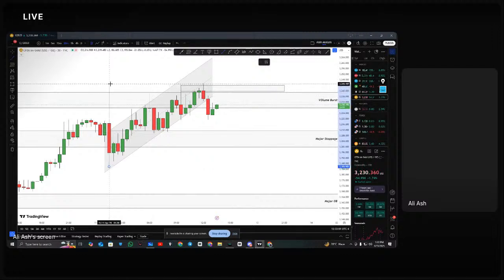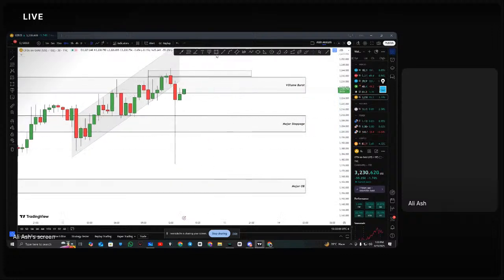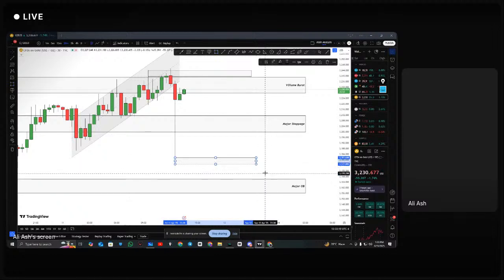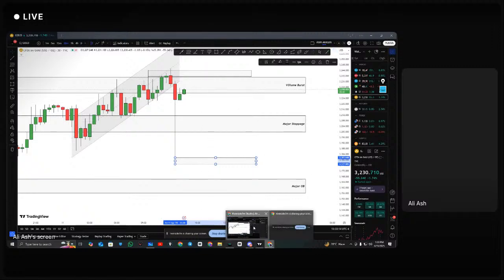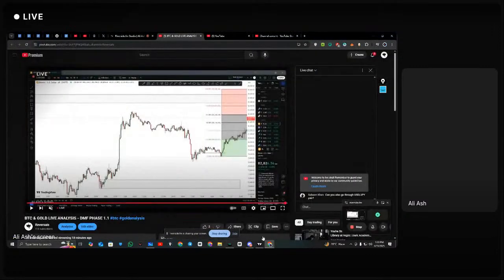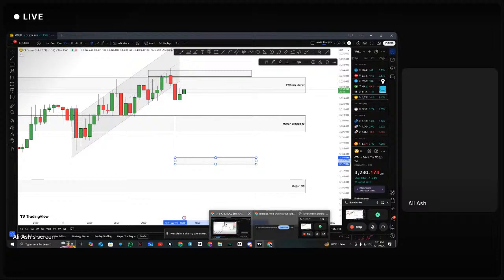Based on the SR interchange, we can have the data still here. So this is our area of reversal. 3177 to 3181. This is the area of reversal for us.